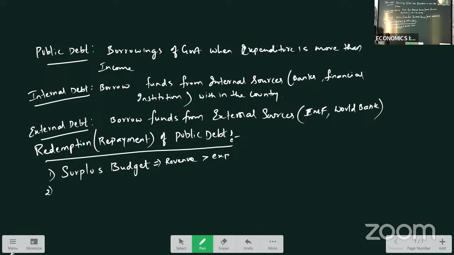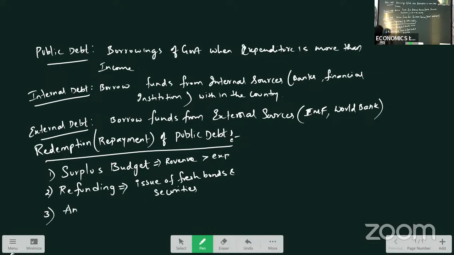Then another method of repayment is refunding. Refunding means what? When government issue bonds and securities to the public, means they sell the government bonds and all. So when they need money to repay the debt, when debts are more within the country, then they will do refunding, which means issue of fresh bonds and securities of the government. When the government issue fresh bonds and securities, they earn some income. That income is used to repay the debt. Okay, so that concept is called as refunding. The next methodology is annuities.